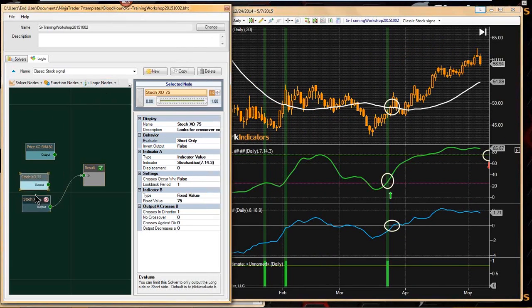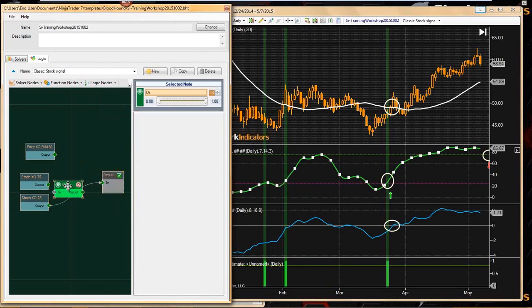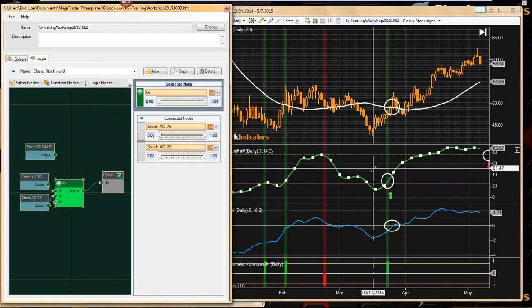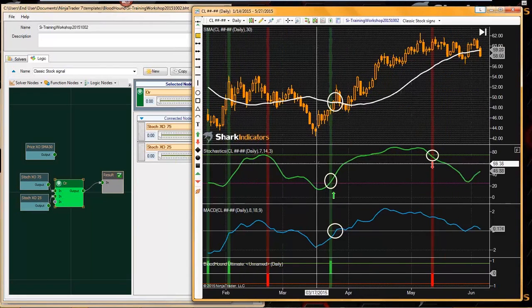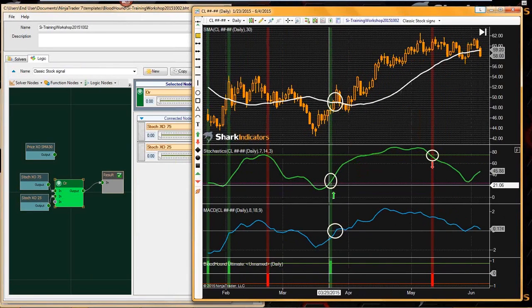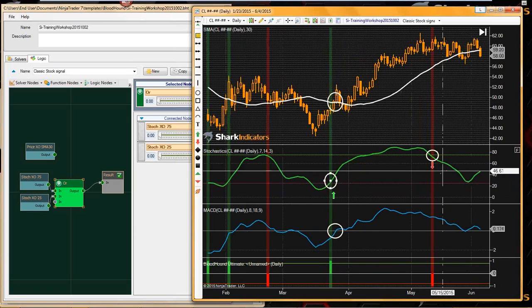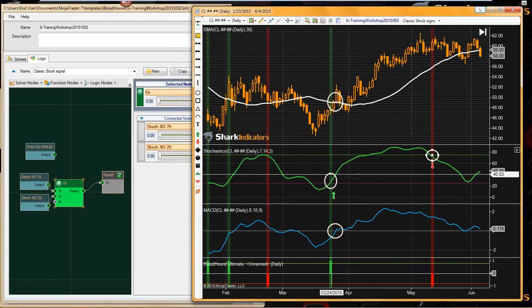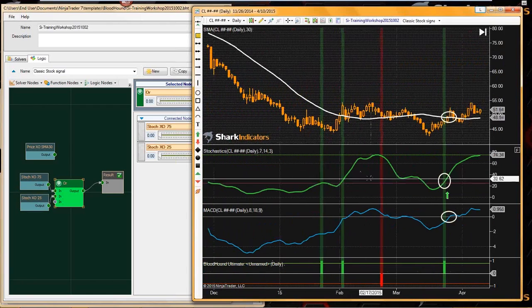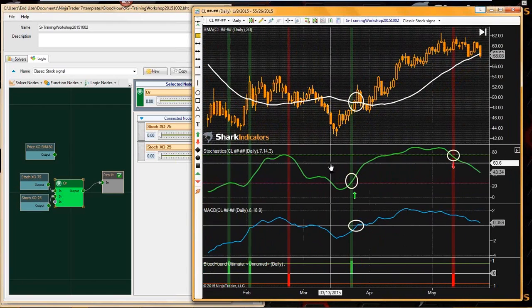All right. So it took two solvers to basically generate one condition for the stochastic. So the next step is I'm going to take an OR node, plug these into an OR node, take a look at that. So now when we look at the output on the chart here, you can see I got my cross up above 25, and my cross below 75. All right, so that's what I'm looking for with the stochastics.